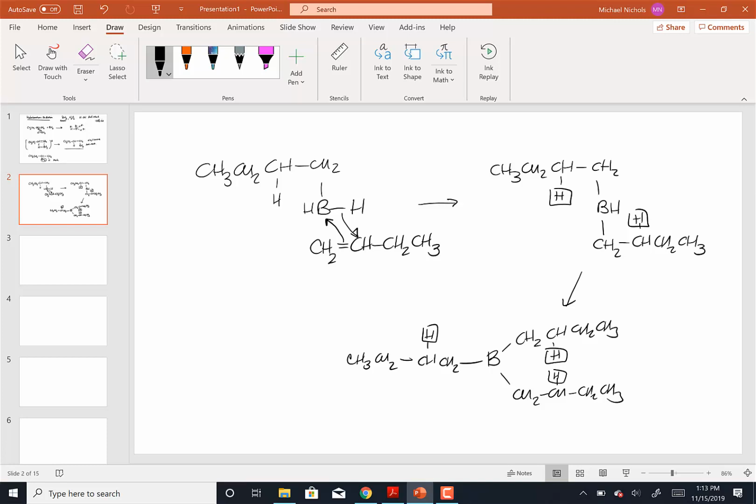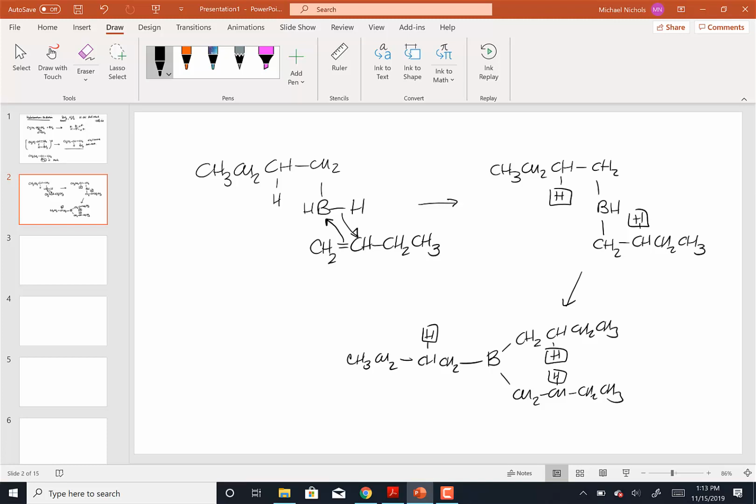Again, I'm not going to ask you to reproduce this mechanism. I'm trying to explain why we get anti-Markovnikov addition. I mean, this chapter would go a lot faster if I just said, here's a list of 12 reactions, memorize them. And then we could go on to chapter 13. But that kind of defeats the purpose.